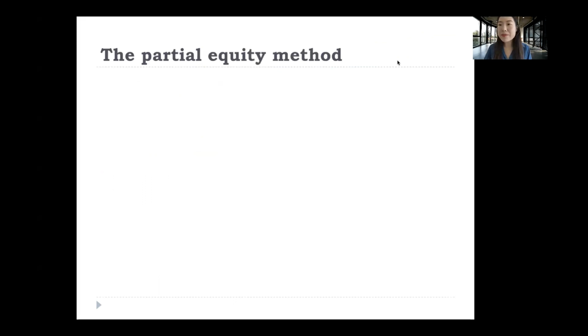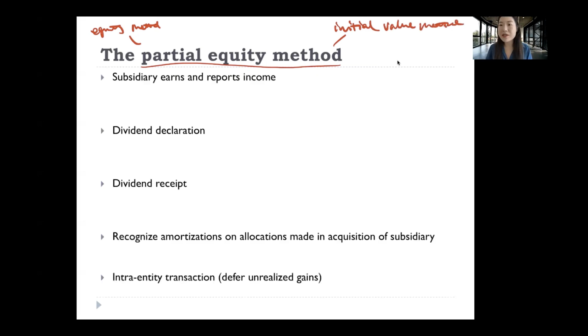And then the last method the parent can choose to monitor its relationship with the sub is called the partial equity method. And this method is kind of in between the equity method and the initial value method. So this is a method that is somehow in between those two methods. What do we do under this method?